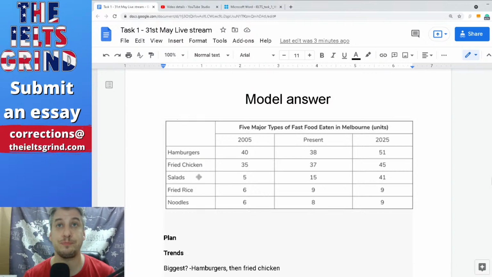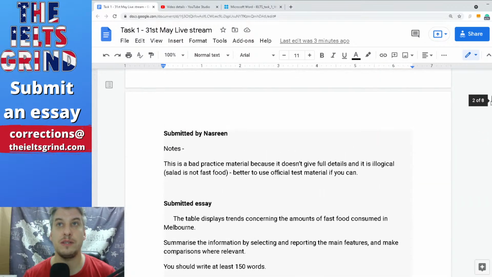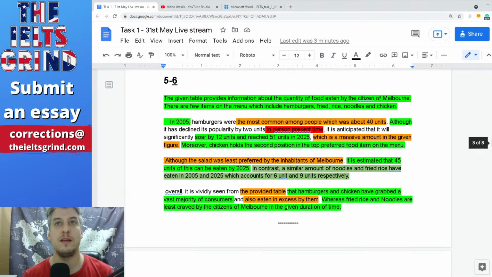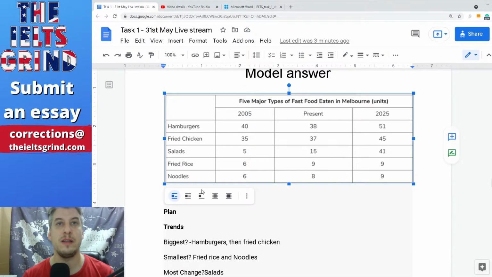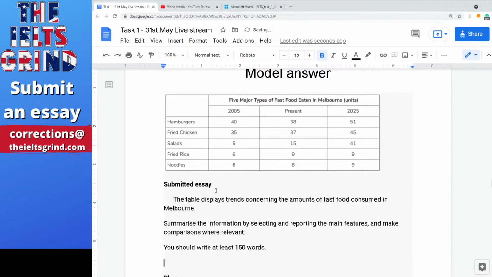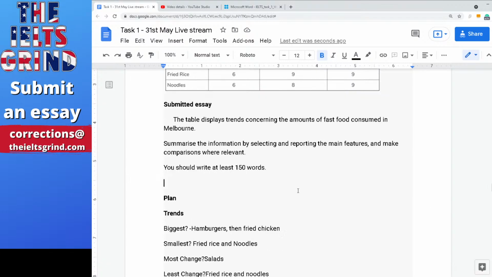So good question. Okay, so the way I would approach this in a plan in the exam, what I need to do, if I just copy the question down, okay, copy this part of the question, and we go down. Sorry, it's blurry on the screen. So let me just give myself a bit of space. So the table displays trends concerning the amounts of fast food consumed in Melbourne. I've got to summarise the information by selecting and reporting the main features and make comparisons where relevant.